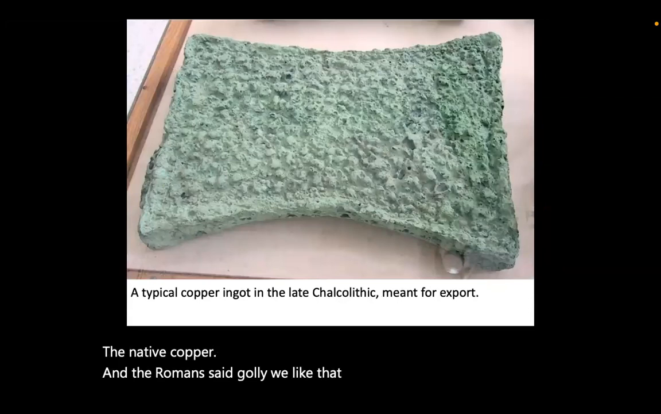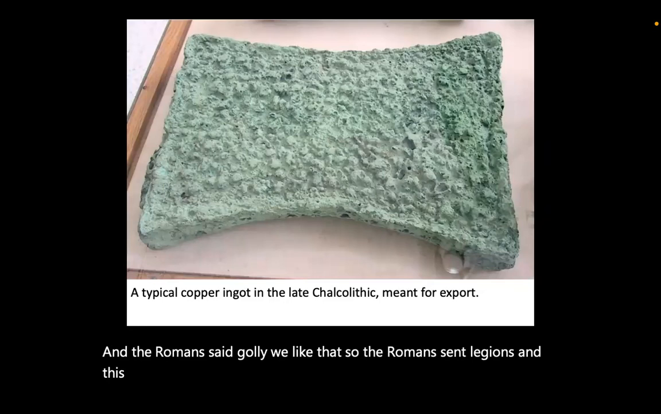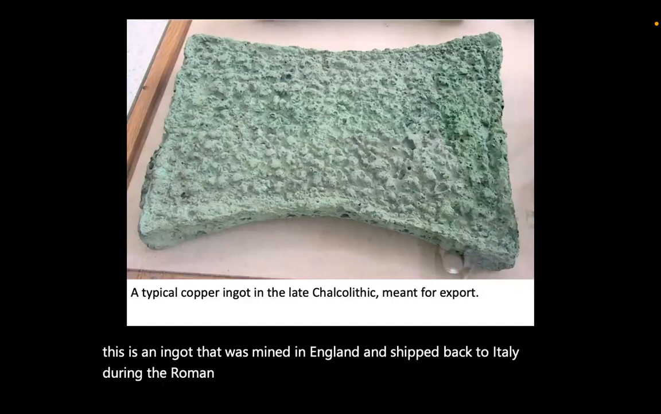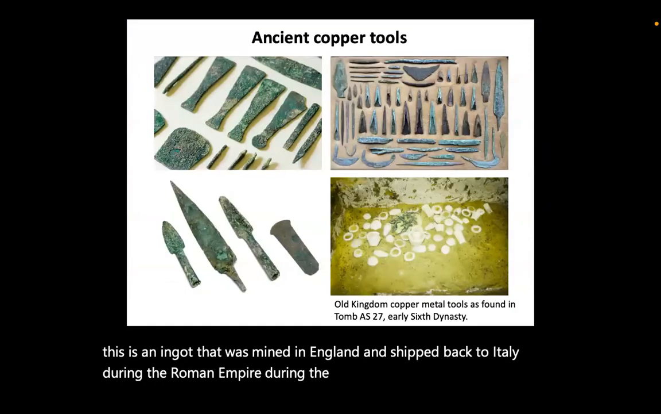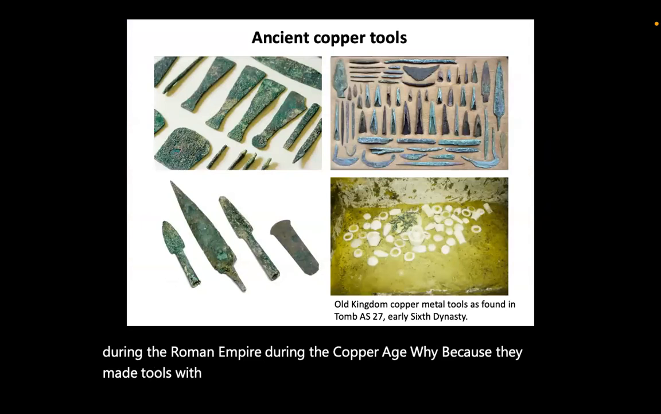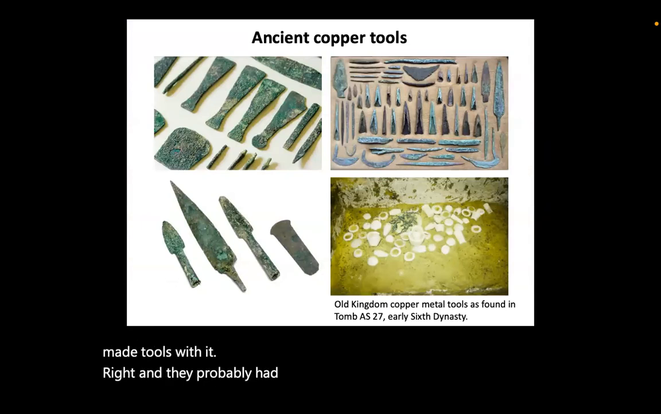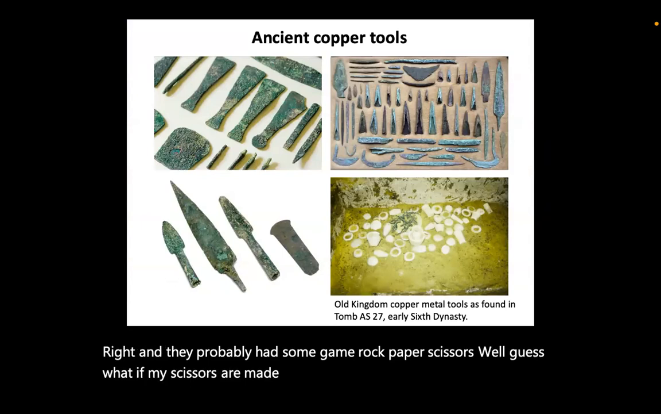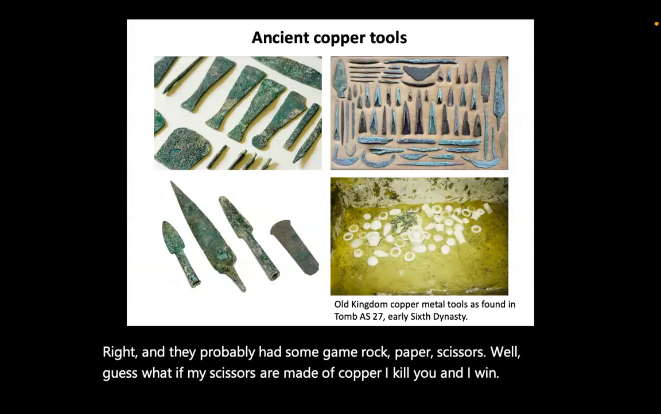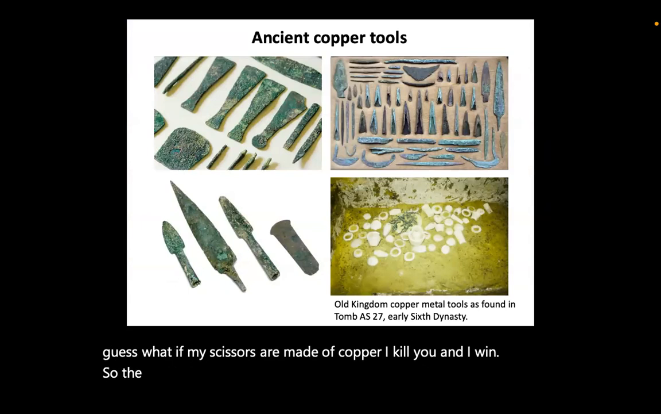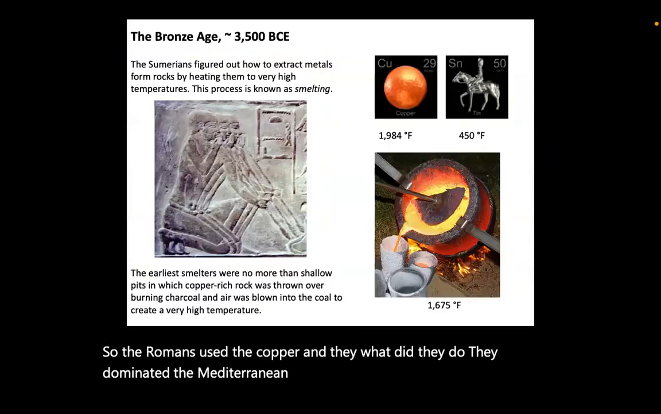So the Romans sent legions, and this is an ingot that was mined in England and shipped back to Italy during the Roman Empire, during the Copper Age. Why? Because they made tools with it, right? And they probably had some game, rock, paper, scissors. Well, guess what? If my scissors are made of copper, I kill you and I win. So the Romans used the copper, and what did they do? They dominated the Mediterranean and Northern Africa.